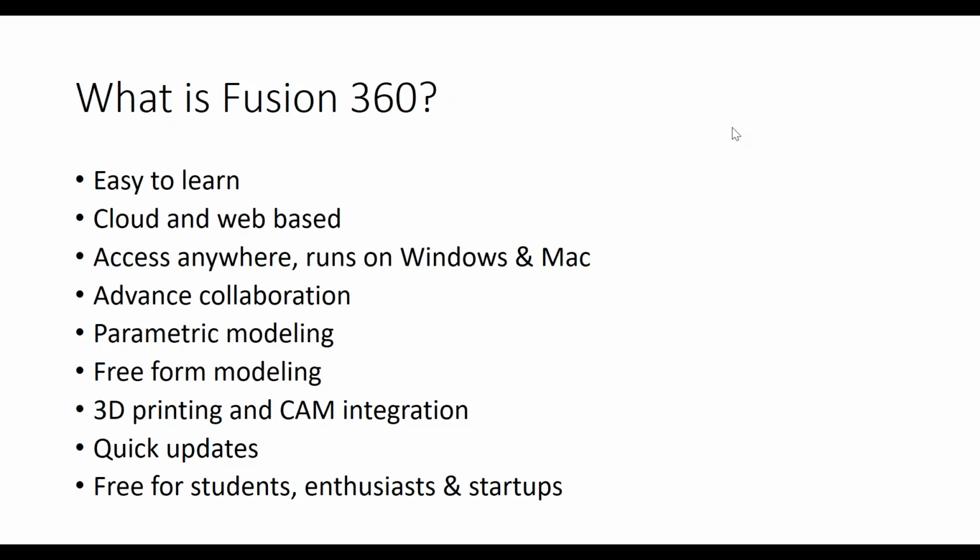So we'll see what the basic Fusion 360 software is. The first thing is it is easy to learn. The name Fusion 360 has arrived because there are a lot of applications, like we have design, product development, manufacturing, analysis, and also CAM analysis. All these 4 to 5 different product development tools are integrated in only one particular software. That is why it is called 360, that means 360 degrees.